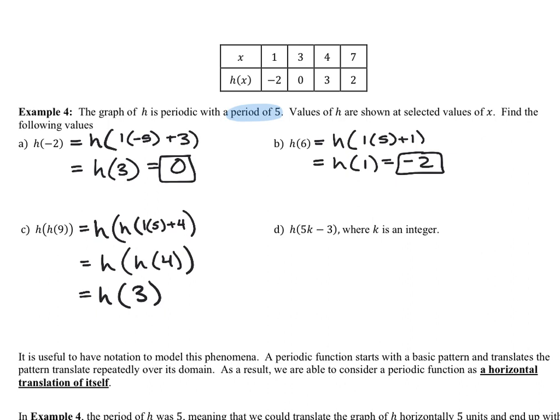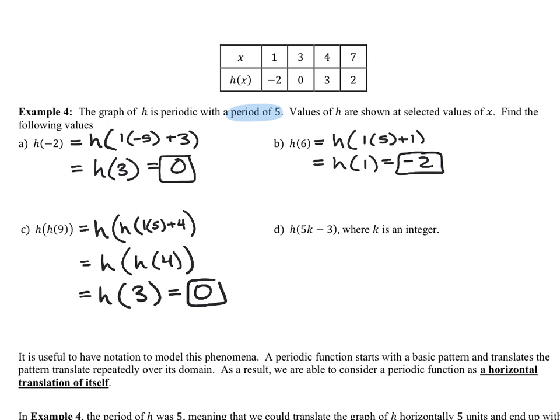Well, now my problem, since I left the outside there, says h of 3, which is what I need to do now. Luckily, 3 is in my table. What is h of 3? 0. So yes, you just had to do it twice, but luckily the number we got as our output was straight up in the table, so we didn't have to do extra work of shifting the period.